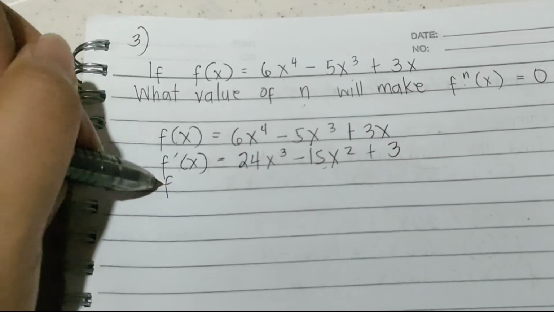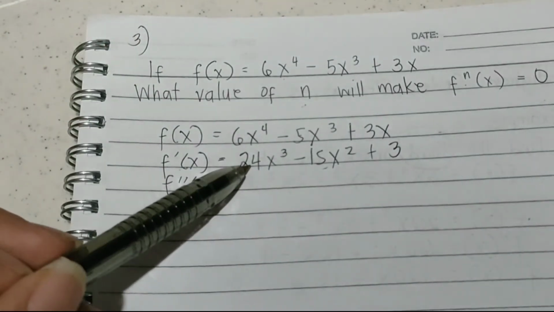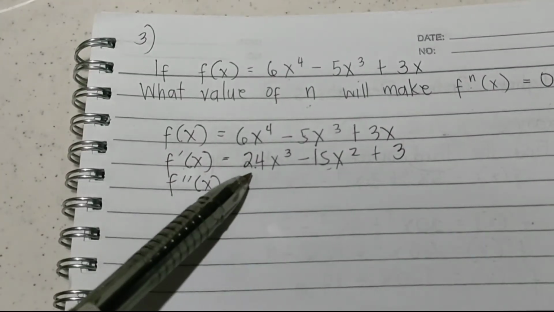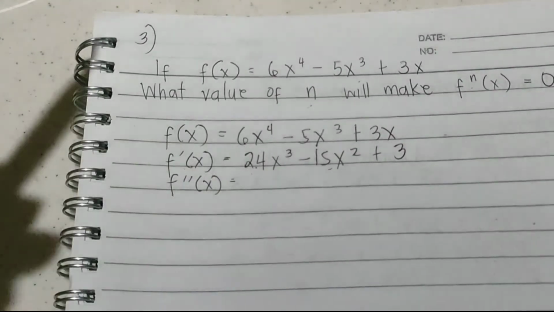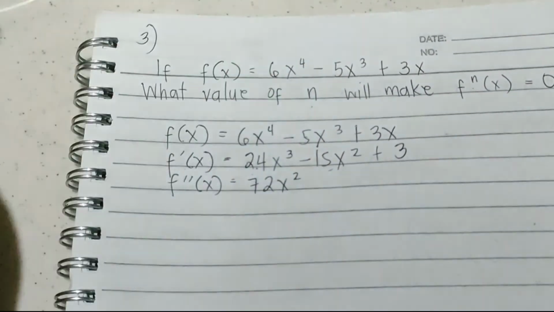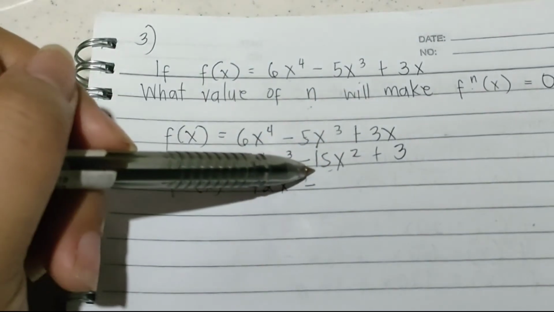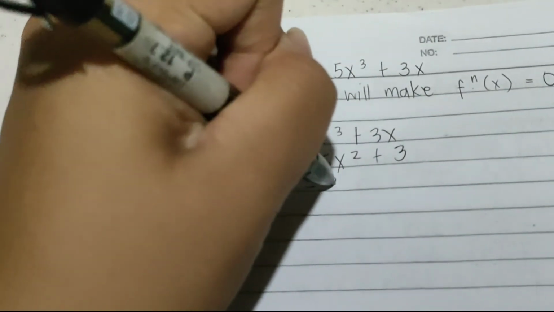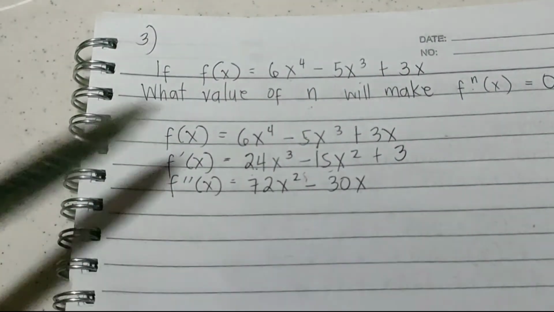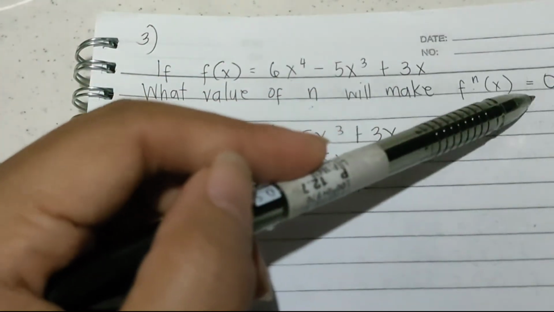So, kunin naman natin yung second order. F double prime of x, 24x cube. So, 24x cube, ang derivative niyan ay 72x squared. Minus, derivative naman ni 15x squared is 30x. Derivative ni 3 ay 0, so wala na. So, hindi pa rin 0, di pa na natin nare-reach yung 0.